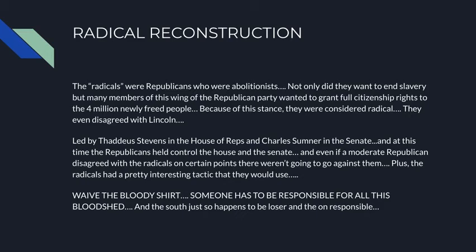Back up just a little bit. Lincoln was saying, with malice towards none. Malice means without hatred towards anyone, right? With charity for all. Lincoln saying no one has to be responsible for this war. We're all, as United States citizens, responsible for the war breaking out. But Lincoln's dead now. And so the radical Republicans disagreed with Lincoln on that stance and said, someone has to be responsible for all this bloodshed. And the South just happens to be a loser and the one that is responsible.